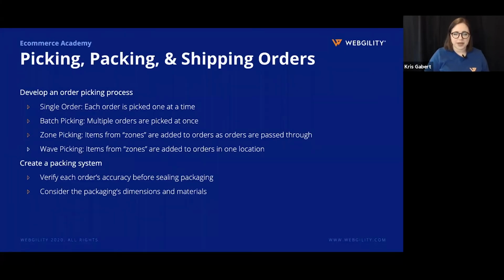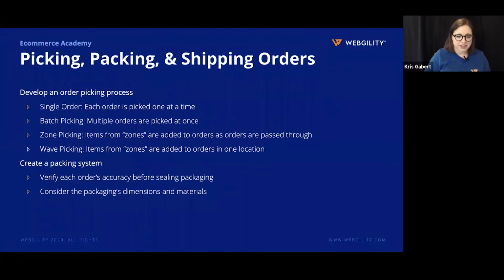There are 4 basic picking processes: single order, batch picking, zone picking, and wave picking. The first 2 take only one person who will pick one order or multiple orders at a time. Zone picking requires stationing one person per zone of the warehouse or inventory location and having each person add items from their zone to orders as they're passed through the warehouse. Wave picking puts each picker in charge of bringing items from their zone to one central location, like a picking table. It's simply a matter of complexity and order volume, plus how many hands you have on deck.